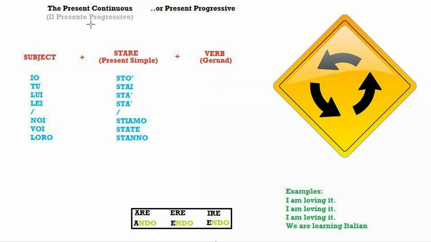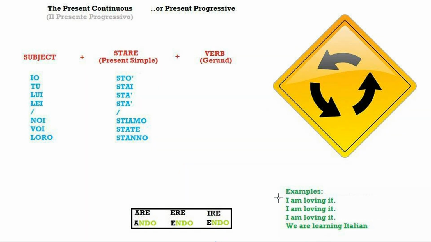But first of all, what is the present continuous for? The present continuous is when you have the verb to be conjugated in the present tense, and then you have the gerund of the verb that you want to have the present continuous of. For instance, I am loving it. Now, this was very funny in my head when I planned it, but anyway. Or we are learning Italian. So it's basically an action that is continuing. That's why it's called continuous.